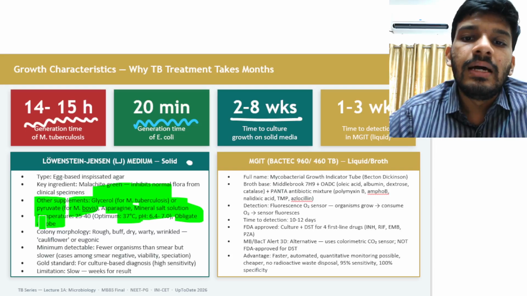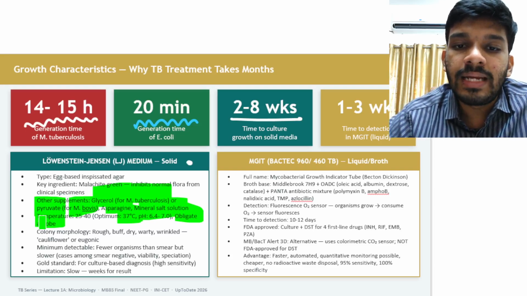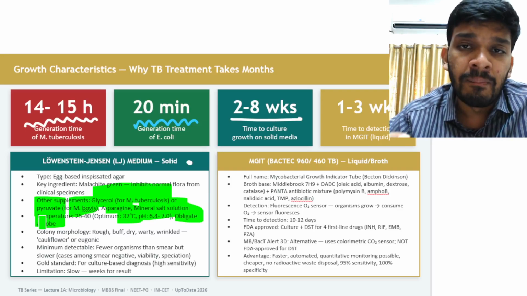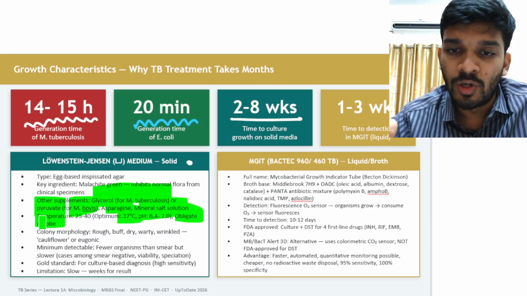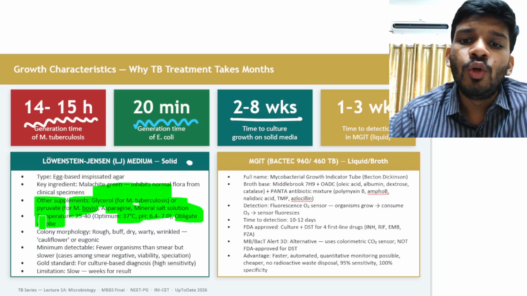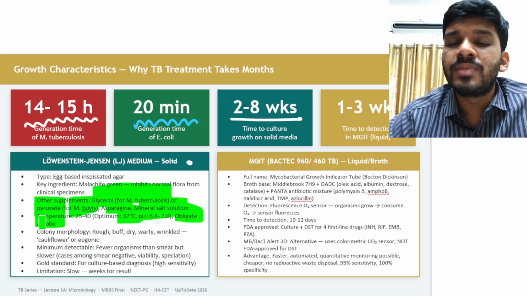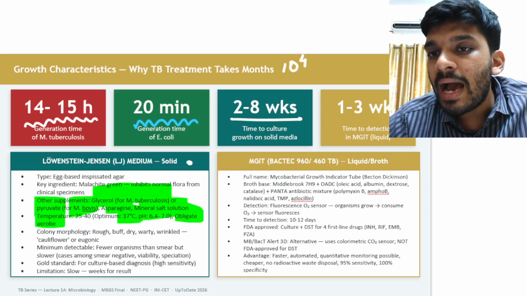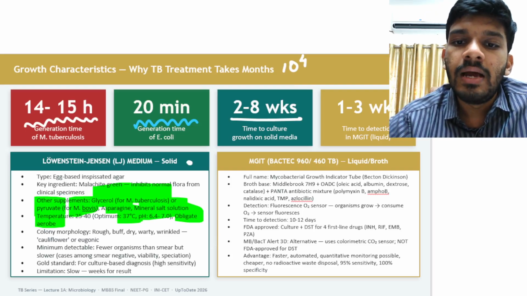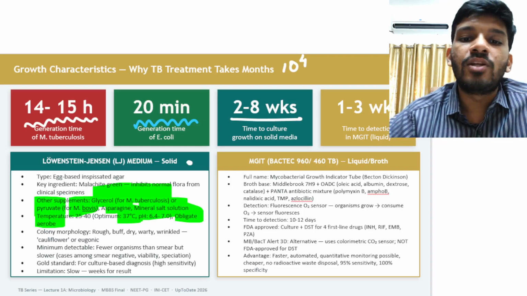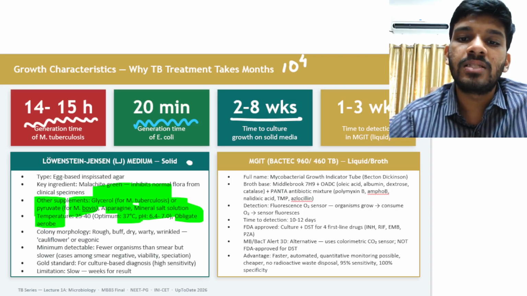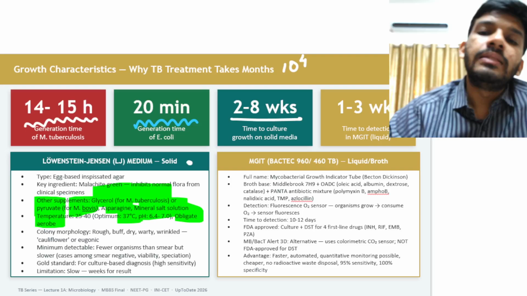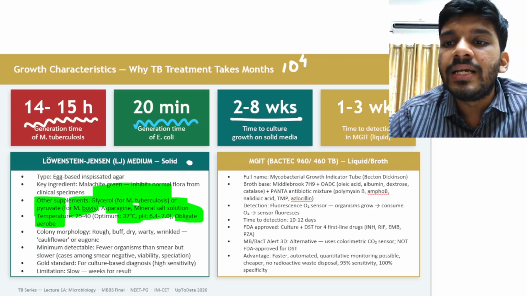And how are the colonies? They are described as rough, buff, dry, cauliflower-like colonies. You should remember the words rough, buff when you are describing Mycobacterium tuberculosis. Okay, and here you need fewer organisms than you need for smear. So for a smear to be positive, you need 10,000 if you are doing acid fast staining with the ZN method. But here, even if it is smear negative and the organisms are viable, you will get culture. So it is the gold standard for culture based diagnosis, but it takes 2 to 8 weeks. The other alternative that they tried was culturing it in a liquid medium.